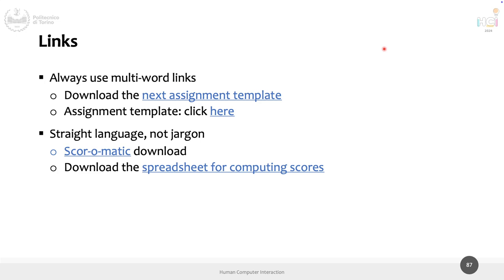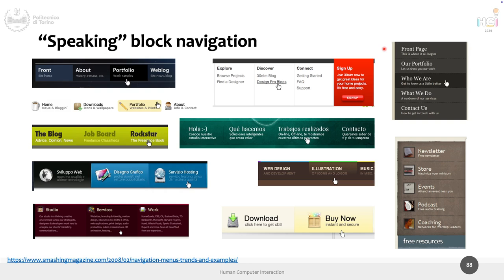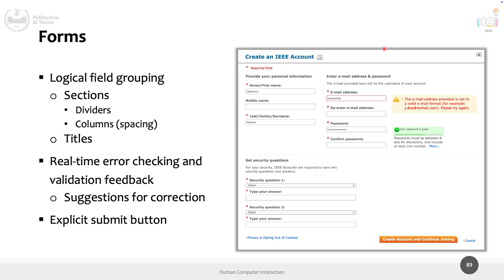Straight language, not jargon. Unless you are in a very specific domain where jargon is well known, in general, try to use something like "spreadsheet for computing score" instead of "score-o-matic". That could resonate with someone, but not with other people. Blocks of navigation should be self-explanatory. Sometimes they have these subtitles, and in this case.